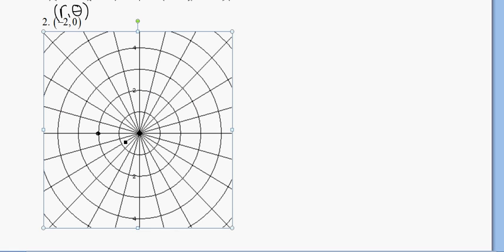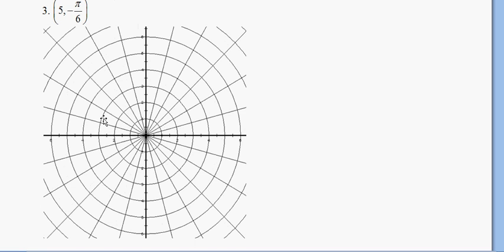So the negative just denotes: use the original angle that you had, but go in the opposite direction. So as opposed to going to the right 2, in this case, we're going to go to the left 2. So really this also could be known as a radius of 2 and an angle of pi. So 2 comma pi and negative 2 comma 0 are the same points. And we'll see more about that later.